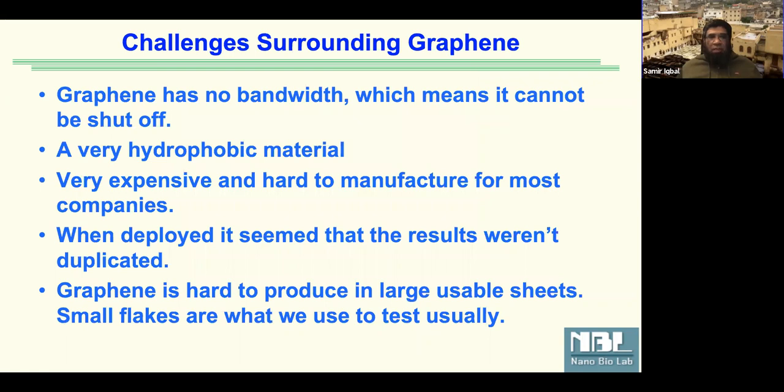But it's not easy to make. It has no bandgap. So bandgap is something which is for semiconductor devices. So it can never be shut off because there's no bandgap concept with it. So it would transmit everything. Everything will go through. It's very hydrophobic, which means how do you use it with water or things that need to be wet. Expensive because it's difficult to manufacture, especially at large scale. And there have been issues with duplicating results with graphene as well.